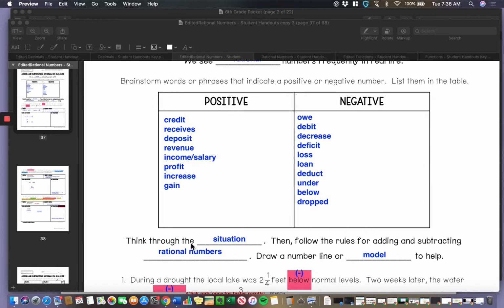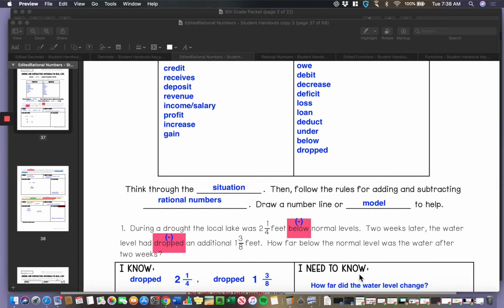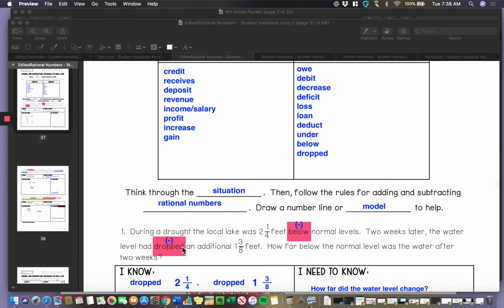It says think through the situation, then follow the rules for adding and subtracting rational numbers. Draw a number line or model to help. Number 1 says, during a drought, the local lake was 2 1/4 feet below normal levels. 2 weeks later, the water had dropped an additional 1 3/8 feet. How far below normal level was the water after 2 weeks?